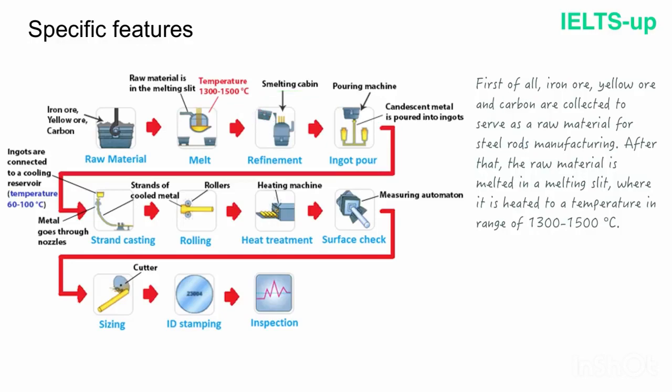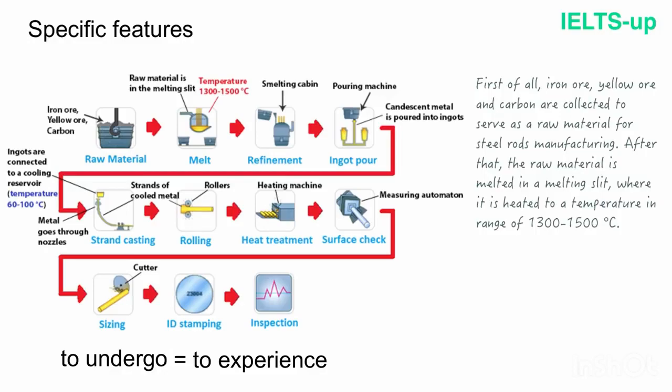We don't know what exactly happens in that smelting cabin, and that's where the verb "undergo" comes in handy. To undergo means to experience. For instance, you can say, "The material undergoes refinement in a smelting cabin." And this is a very good way to explain a stage that lacks additional information.